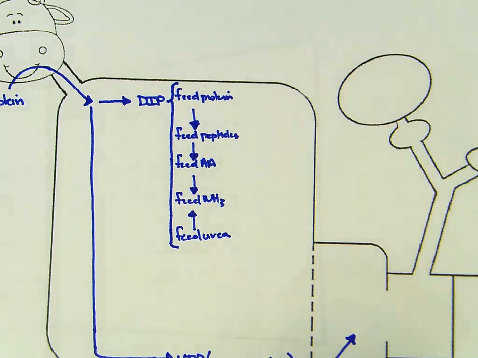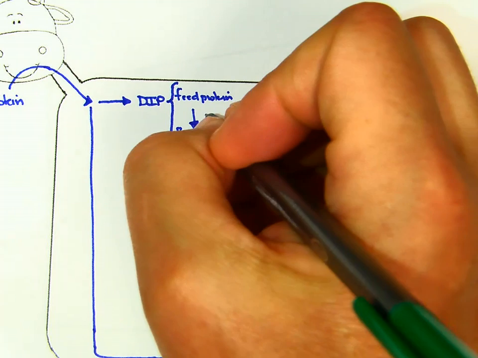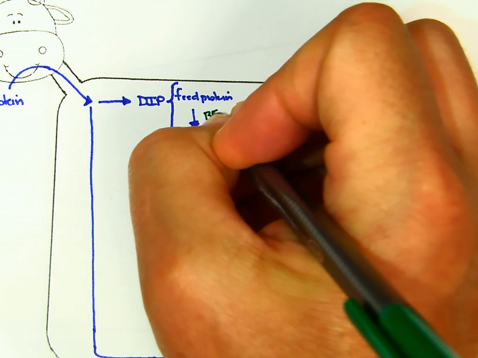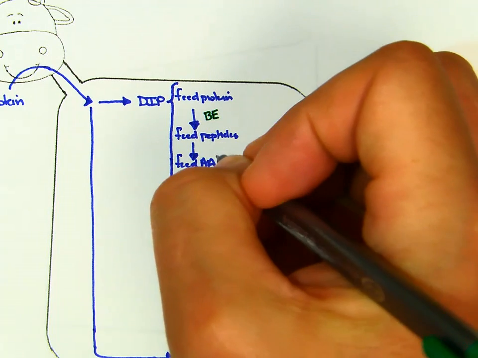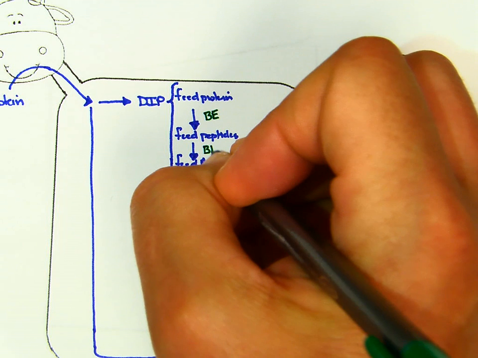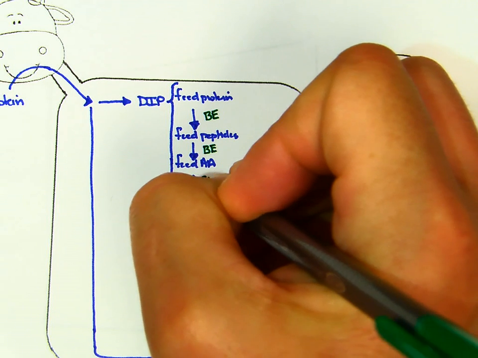And so the enzymes that make this possible are all of microbial origin. And so we've been abbreviating those as BE, indicating they're of microbial origin.